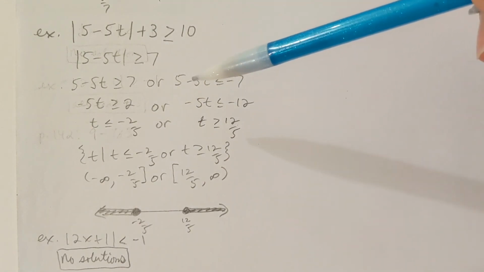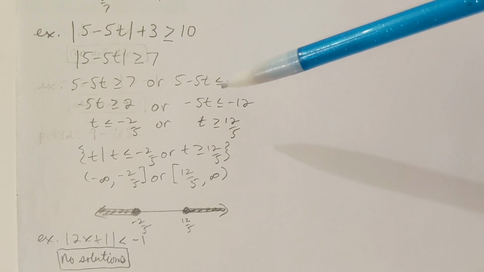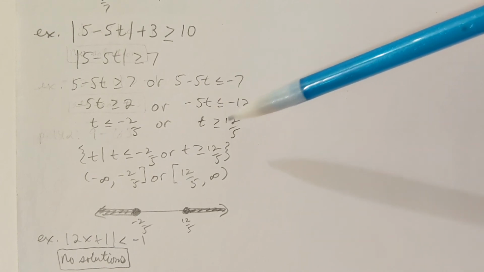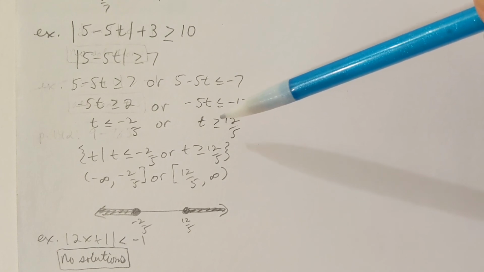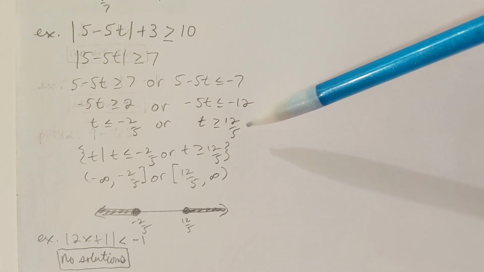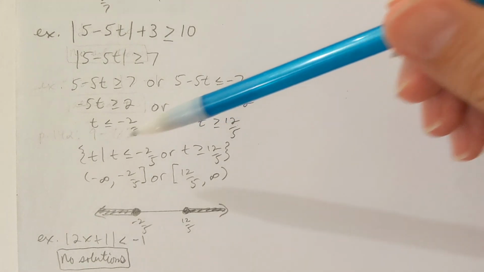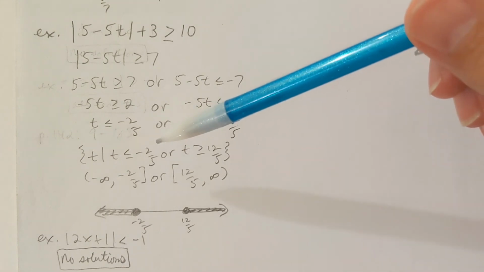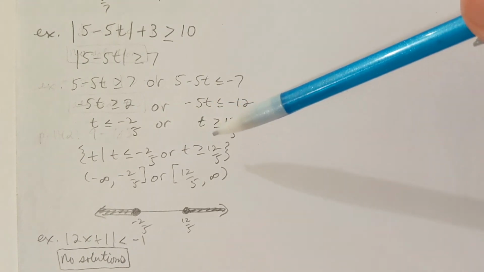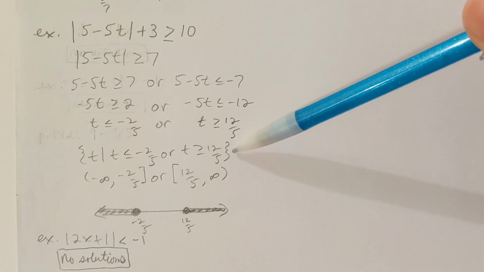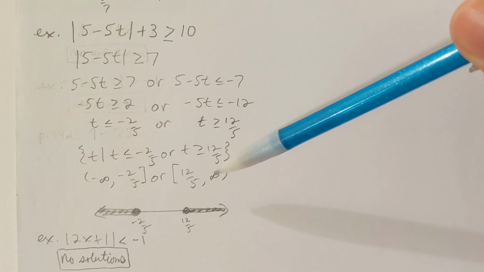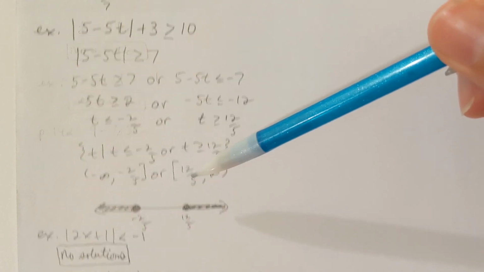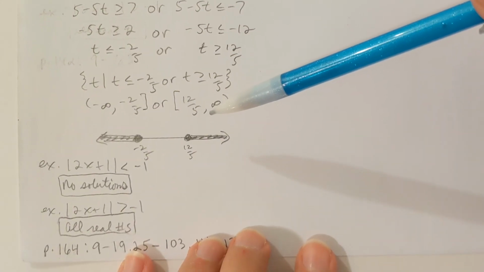And same deal over here. When I subtract 5, negative 5t less than or equal to negative 12, and divide by negative 5, I'm dividing by a negative, so I've got to flip the sign. t is greater than or equal to 12/5. So in all, t is my variable. I want the set of all t such that t is less than or equal to negative 2/5, or t is greater than or equal to 12/5. And here would be that statement written as an interval. I want brackets by the negative 2/5 and by the 12/5.